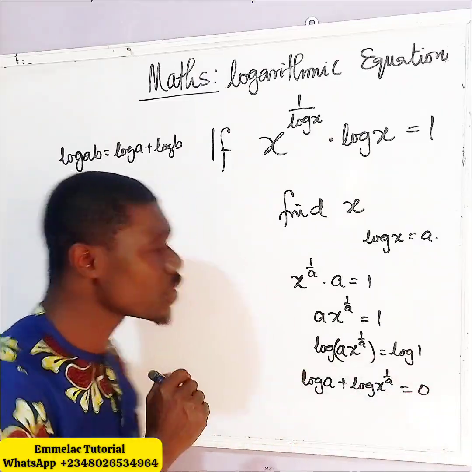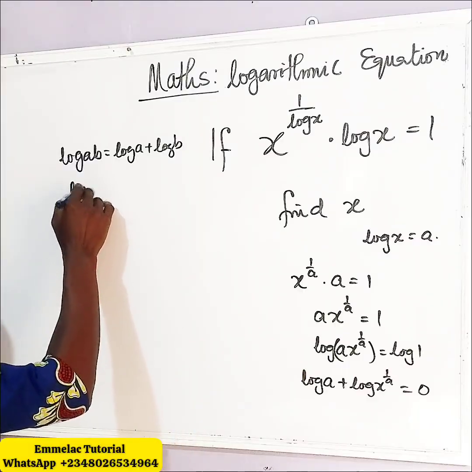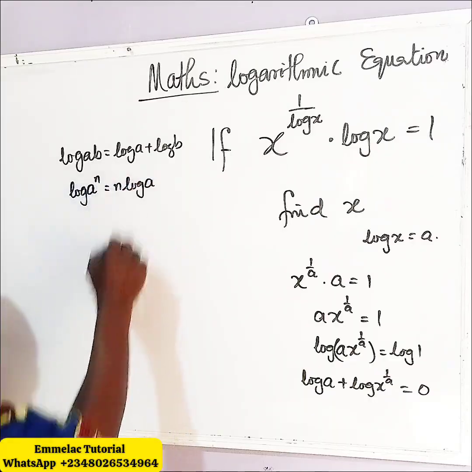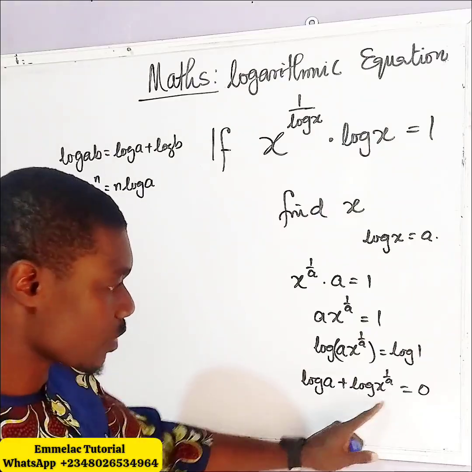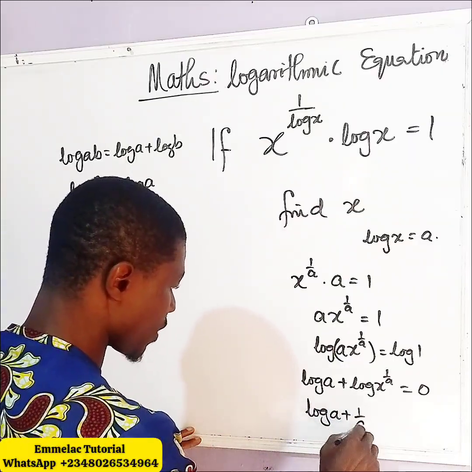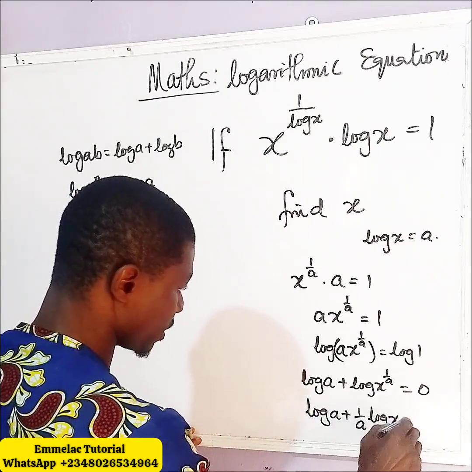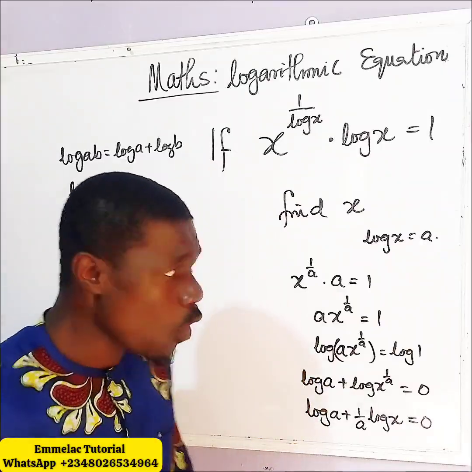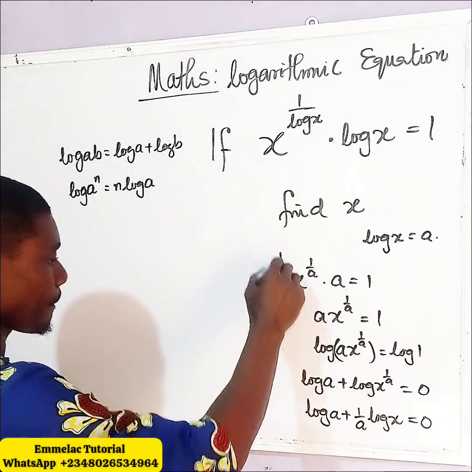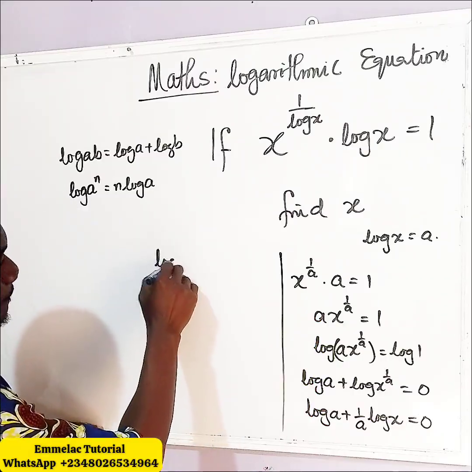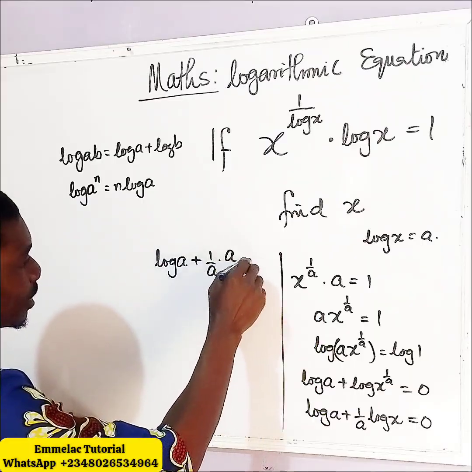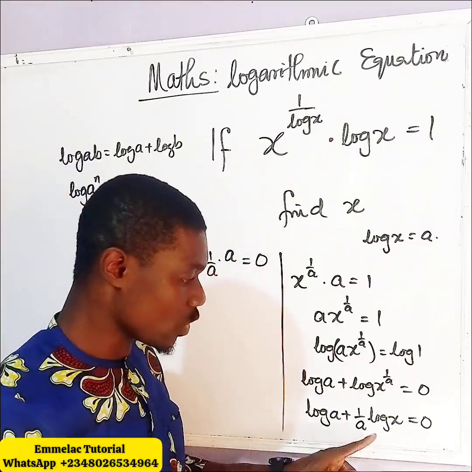Also recall that if you have log of, let us say, a raised to the power of n, this is the same as saying n log a, the power comes out of the log. So apply that rule here. You have that this is log a plus 1 over a times log x equals 0. Now recall that log x equals a. So substitute it here. So here we have log a plus 1 over a times a equals 0. Right? Because log x equals a.